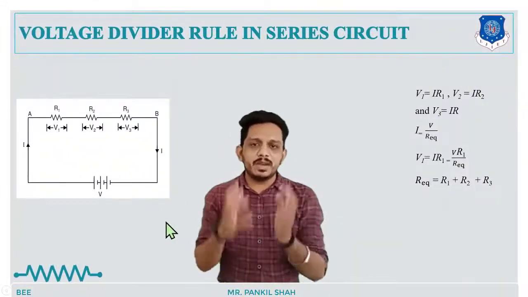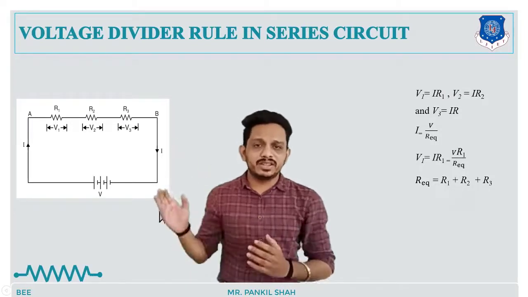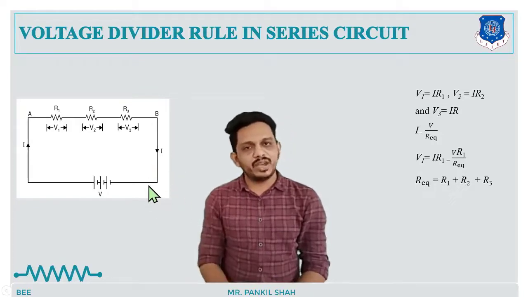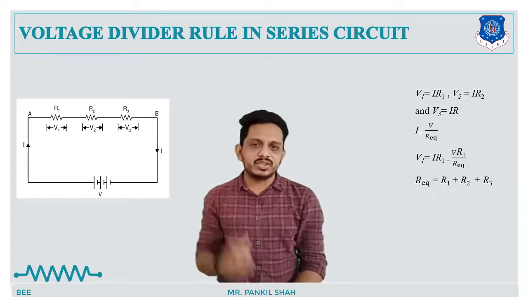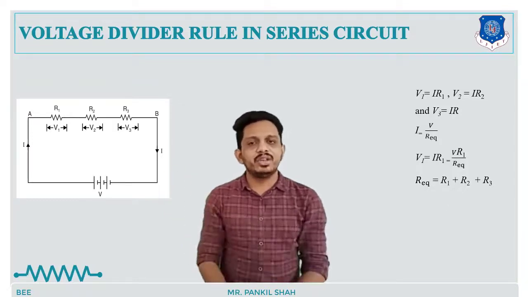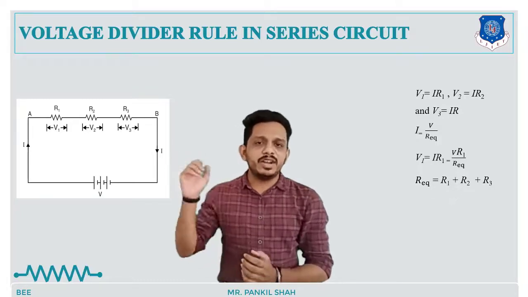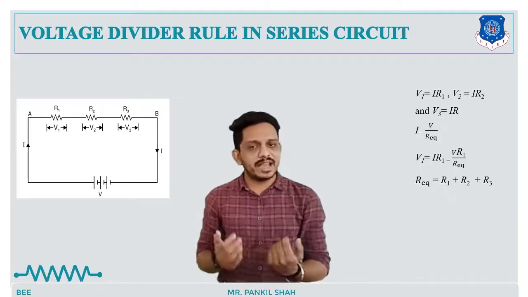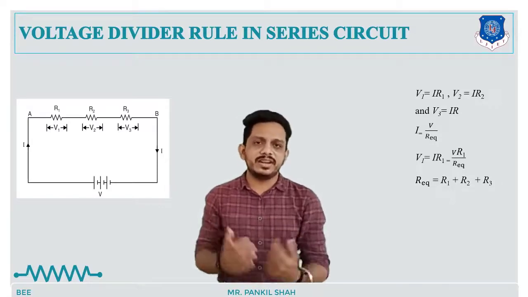So now let's see some important law, that is the voltage divider rule in the resistors connected in series. In the same figure we have taken, three resistors R1, R2 and R3 are connected in series end to end. We have applied some voltage V to this combination, and due to the voltage V, I is the current flowing through this series combination. So if I want to find the voltage drop across the first resistor, that is V1, or V2, that is the voltage drop across the second resistor, or V3, that is the voltage drop across the third resistor.